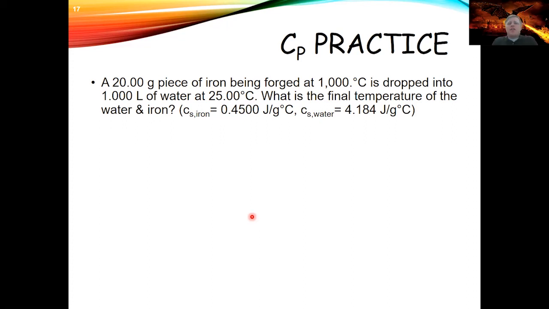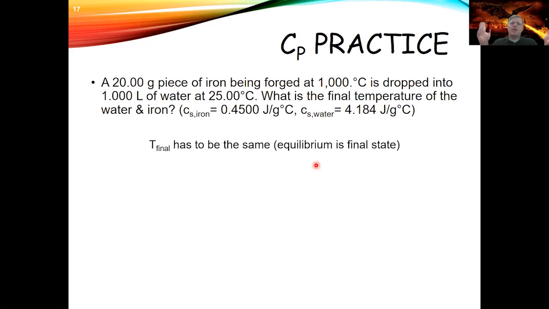So if I take, for example, 20 grams of iron and I heat it up to 1,000 degrees Celsius and then put that iron in 1 liter of water at 25 degrees Celsius, I can figure out how much heat can be stored in that iron. I can figure it out because when these two combine, their final temperatures are going to be the same. These two, the hot iron and the water, are going to equilibrate to the same temperature.